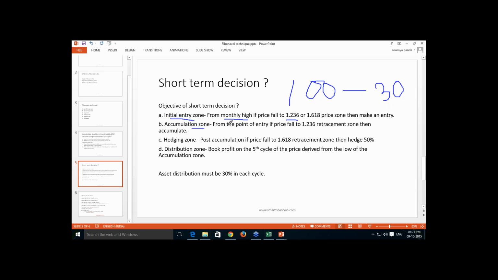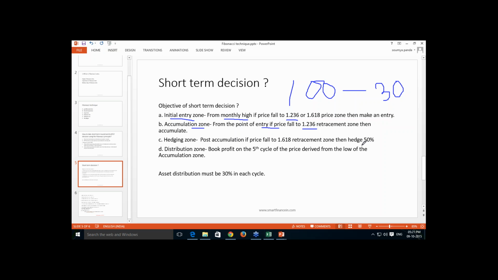So what is the accumulation zone? From the point of entry, if the price falls further, take note of the volatility at that time. Take the 1.236 retracement and subtract it from your entry price, and you will get your accumulation zone.